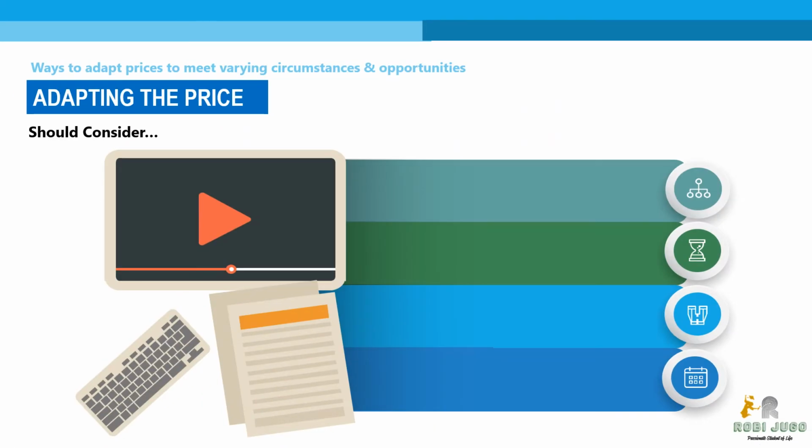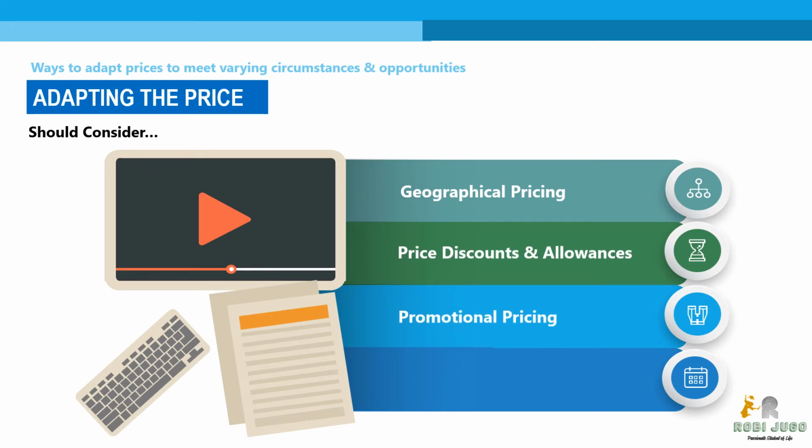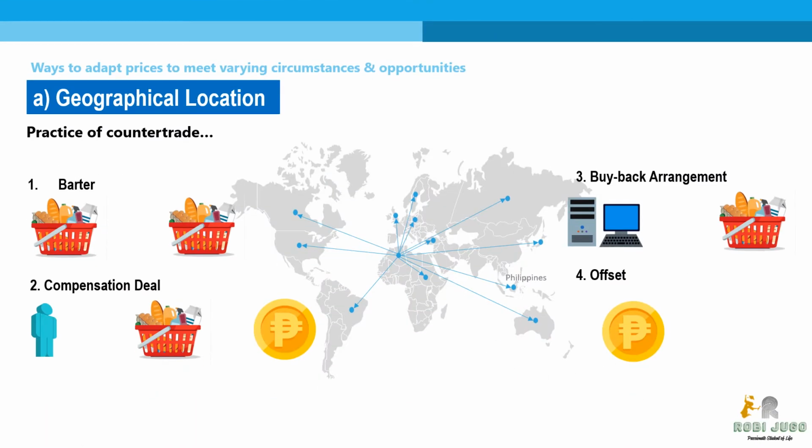Now that we are all set with the initial price, it does not mean that the pricing strategy of the company ends there. There are circumstances which calls for price revisions. This includes geographical pricing, price discounts and allowances, promotional pricing, and differential pricing. Change in pricing due to changes in location is also called geographical pricing. A change in location does not only involve variation in prices. There are also practices like counter-trade involved. When we say counter-trade, this pertains to offering of items when you purchase a good instead of just plain cash.